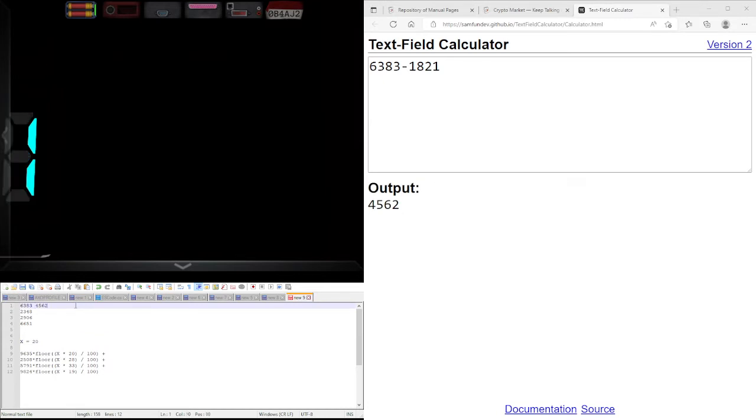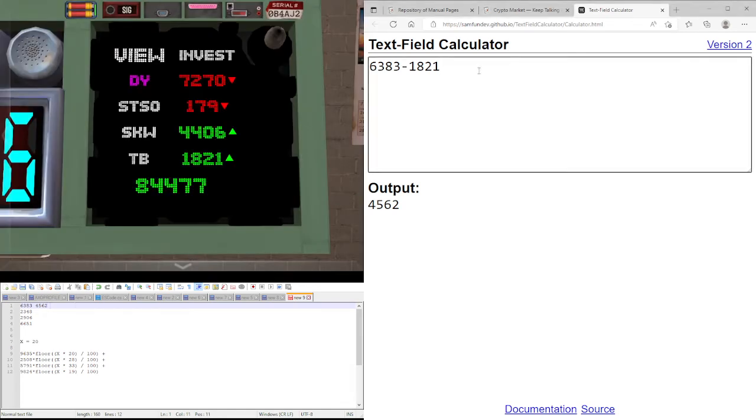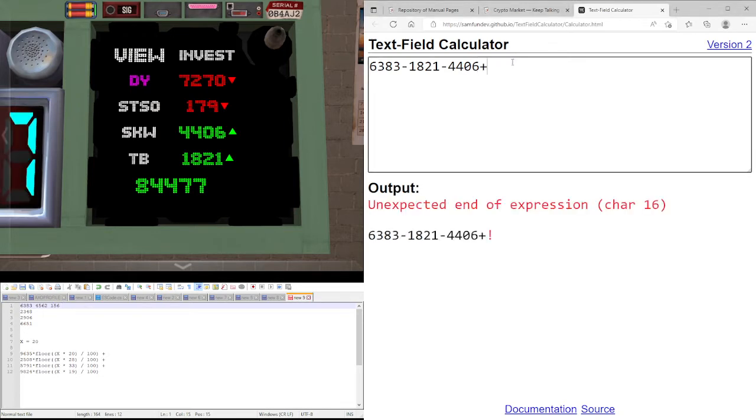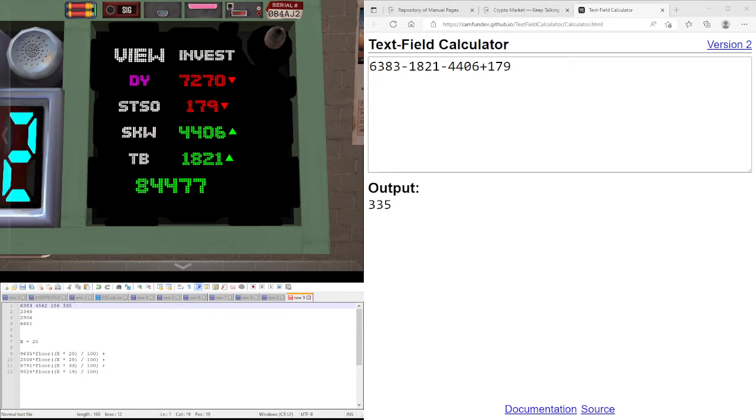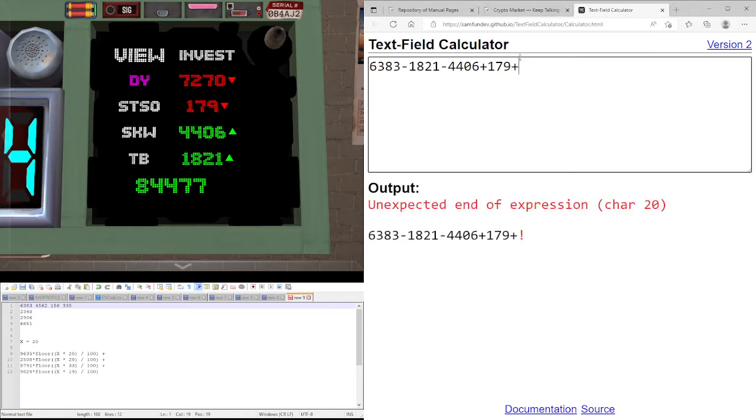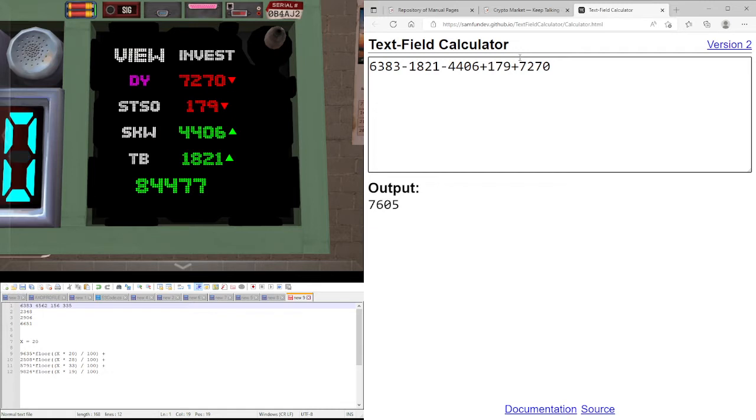We get 4562. Probably should have turned the pacing events off. Then we're going to subtract 4406. So we're going to get 156. Then we're going to add back on 179. So we're going to get 225. And then we're going to add back on 2720, 7270 even, to get the initial value of this. We're now going to do this for the rest of them.